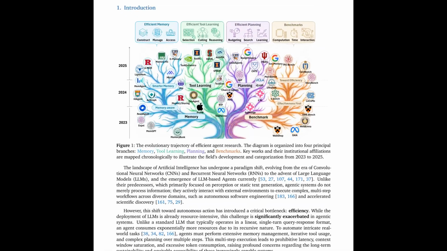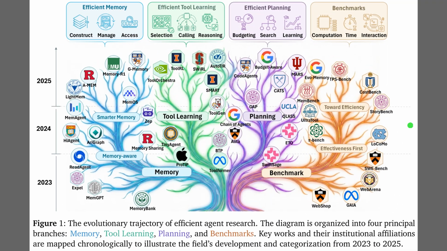To get us started, Figure 1 visualizes the research landscape as a growing evolutionary tree. It splits the field into 4 distinct branches: efficient memory in blue, tool learning in green, planning in purple, and benchmarks in orange. The vertical timeline shows how the field has exploded from foundational models in 2023 up to the diverse ecosystem of 2025. This taxonomy really sets the stage for the specific techniques the authors analyze next.